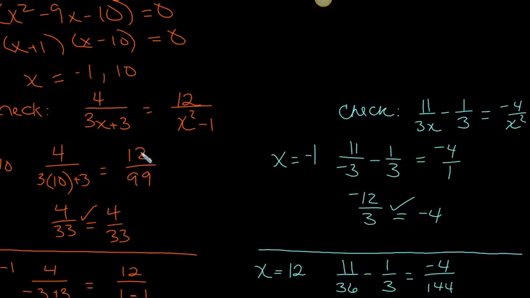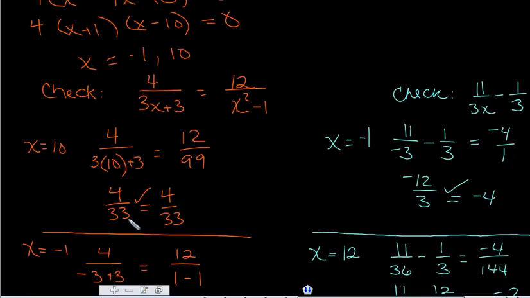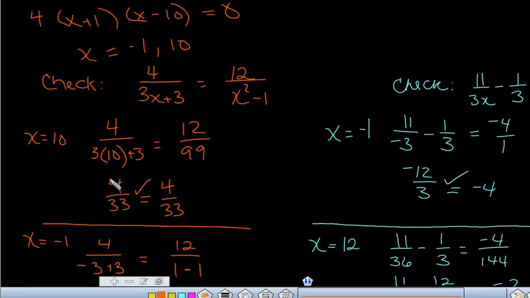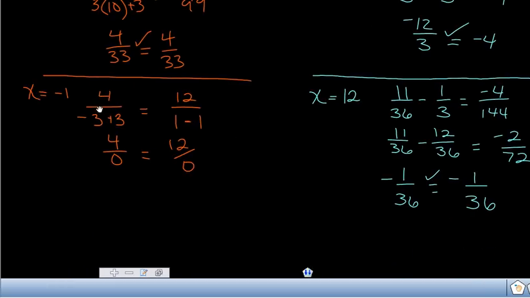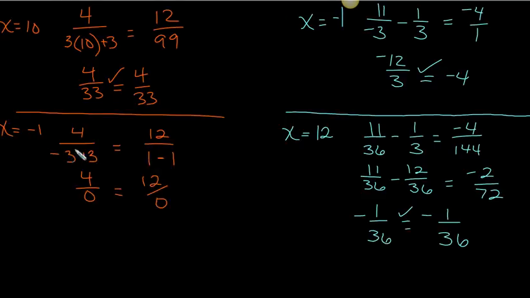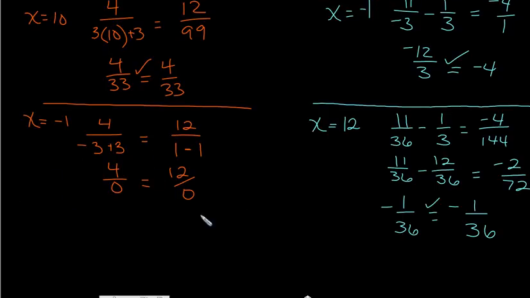When I plug in the number 10, you can see that I've just taken out x, plugged in 10. I get 4 over 33. Doing the same thing over here, I get 12 over 99, which reduces down to the same fraction. So 10 does check out. Next, let's check -1. When we plug -1 into this equation, we're going to get an undefined fraction on both sides. So -1 is disqualified as an answer as a result of this problem that occurred in the check.